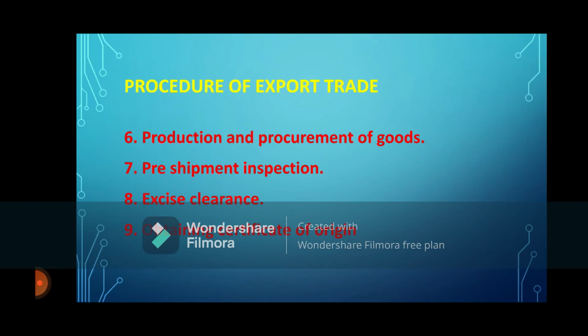Export inspection councils are set up to check whether the exporters are following those quality standards or not. If the council is satisfied, then they issue an inspection certificate. Without the inspection certificate, export is not permitted. And the eighth step is excise clearance.